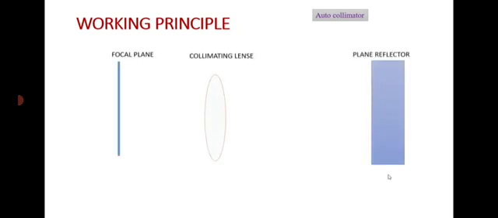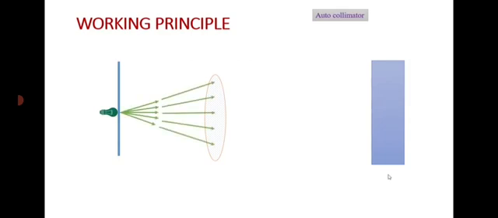Working principle of the autocollimator. It contains some important parts: focal plane, collimating lens, plane reflector, and point source. At the point source, the light rays will be projected along the focal plane. These light rays are projected onto the collimating lens. This collimating lens provides parallel pencil lines.